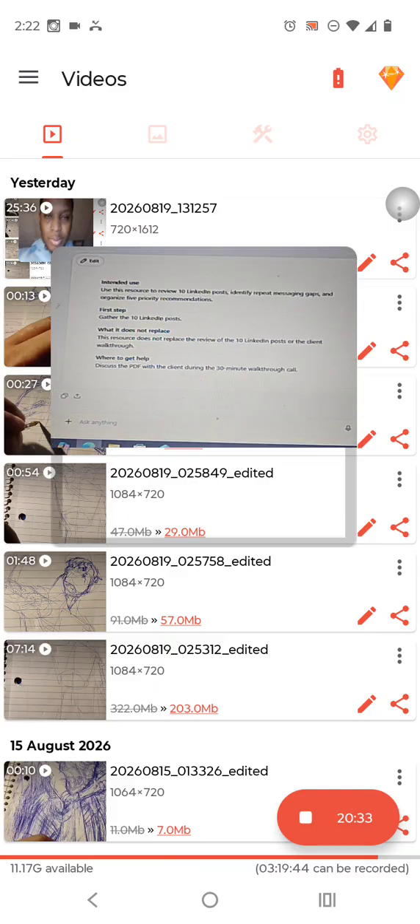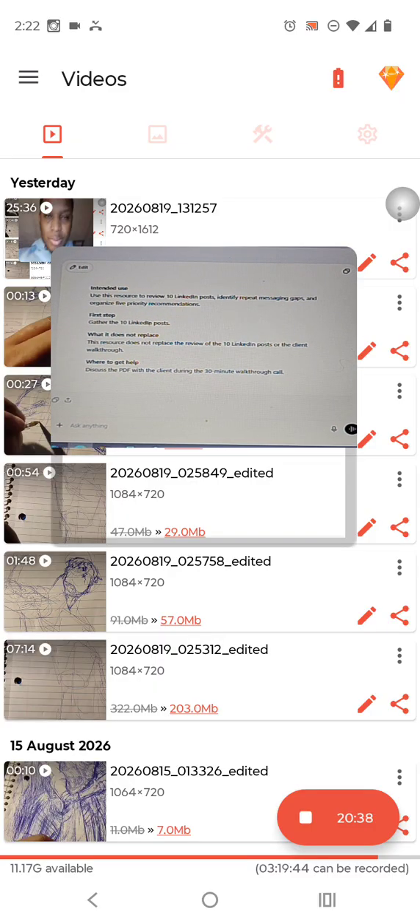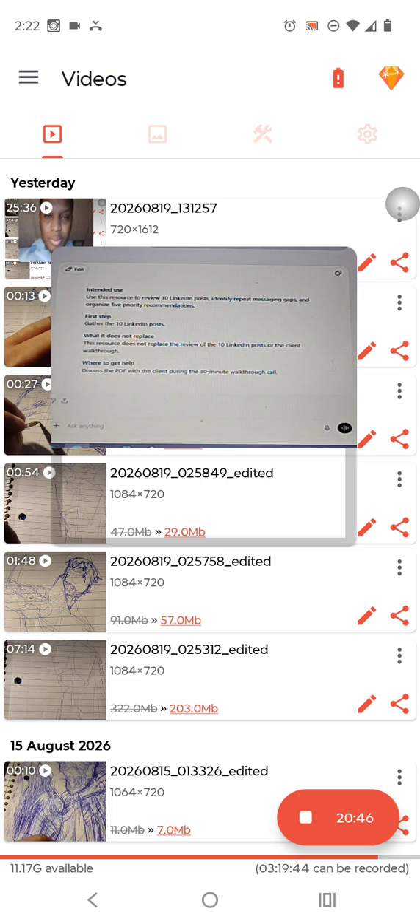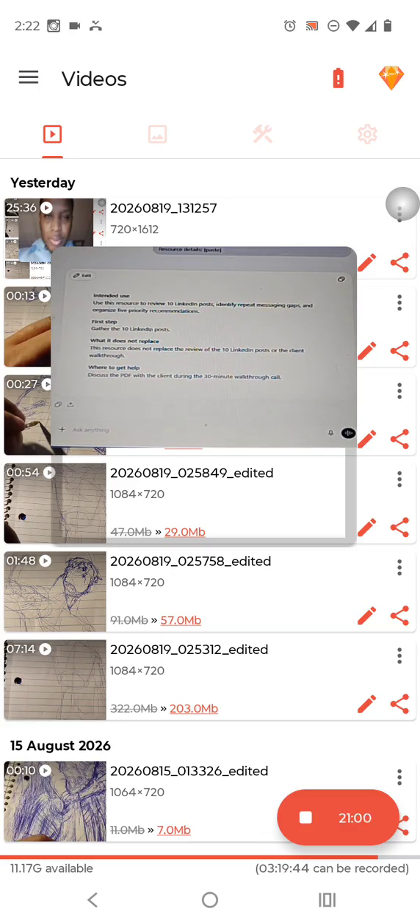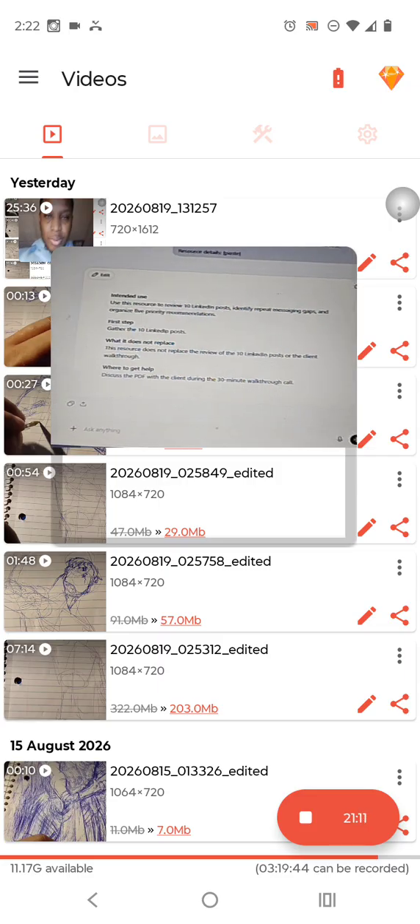So the answer is, intended use is use this resource to review 10 LinkedIn posts, identify repeat messaging gaps, and organize 5 priority recommendations. The first step is gather the 10 LinkedIn posts. And then the next thing is what does not replace. This resource does not replace the review of the 10 LinkedIn posts or the client walkthrough. And then the where to get help section is discuss the PDF with the client during the 30-minute walkthrough call.